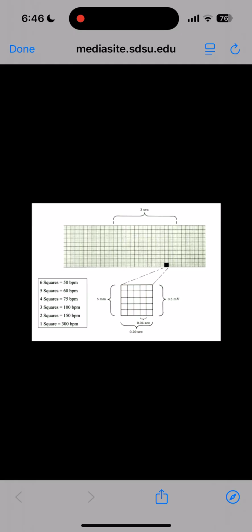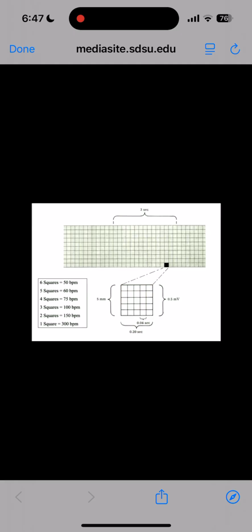And this little area down here is what they use, and it's a simple math. If we go to where it says 4 squares, 75 beats per minute, well, you've got 1 beat every 0.8 seconds, because 4 squares would be 0.8 seconds. That gives you beats per second. You multiply that by 60, you get 75 beats per minute. So they've done that for all of this. If you're at 3 squares, it's 100 beats per minute, 2 squares, 150, 1 square, which is about as fast as a human heart can beat, 300 beats per minute.